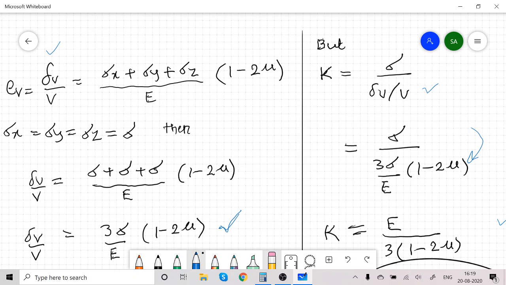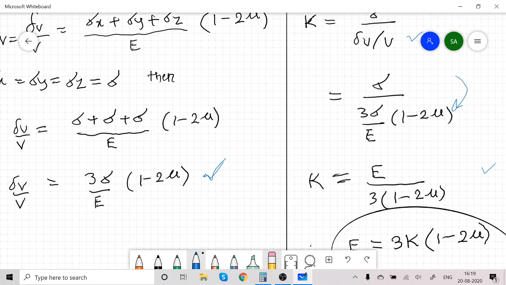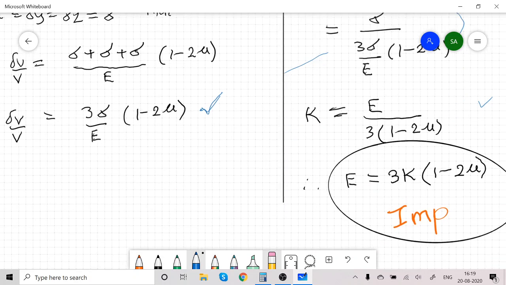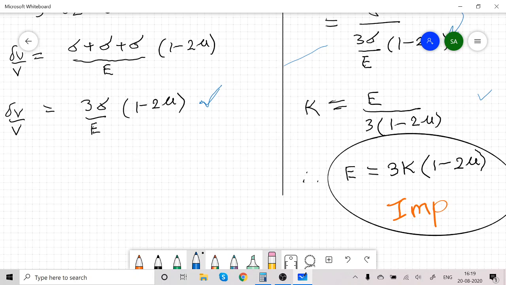But K is equal to stress upon delta V by V. Here I will substitute the value of delta V by V as 3 sigma upon E into bracket 1 minus 2 mu. Sigma will get cancelled, and after simplifying I will get the relation between modulus of elasticity E and the bulk modulus K as E equal to 3K into bracket 1 minus 2 mu.